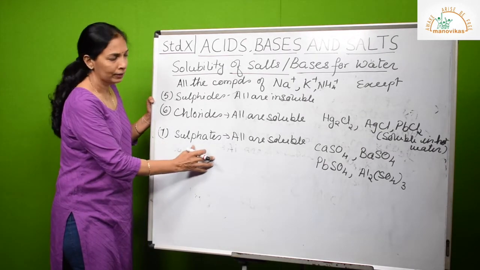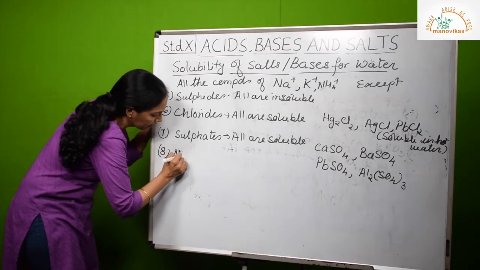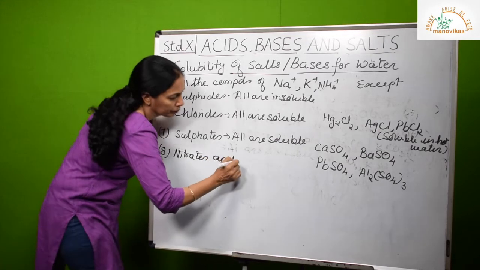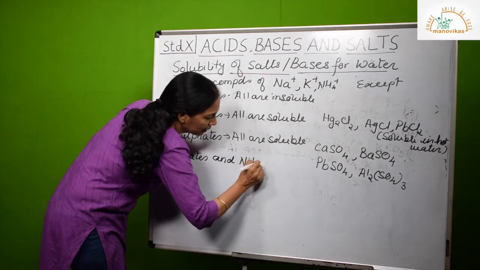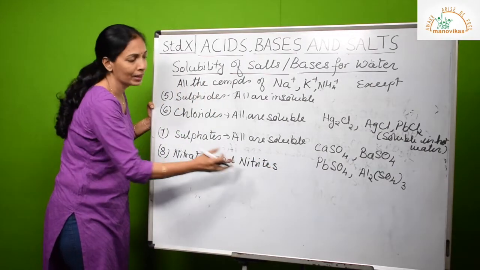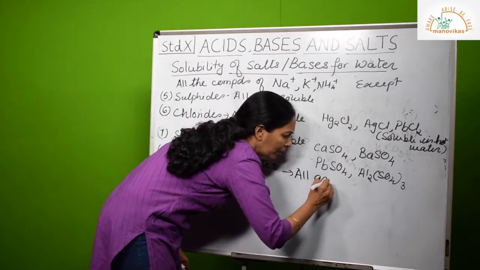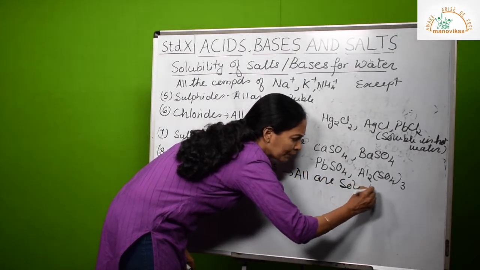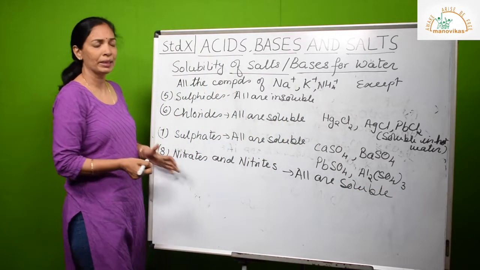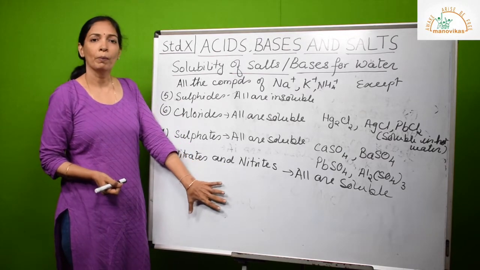So sulfates are done. Now the last one remaining is nitrates and nitrites. NO3 1 minus, NO2 1 minus. So the nitrate and nitrite compounds all are soluble. No exception, none of them are insoluble. So any metal nitrate, any metal nitrite you take will be soluble in water. So this is what we have about solubility.